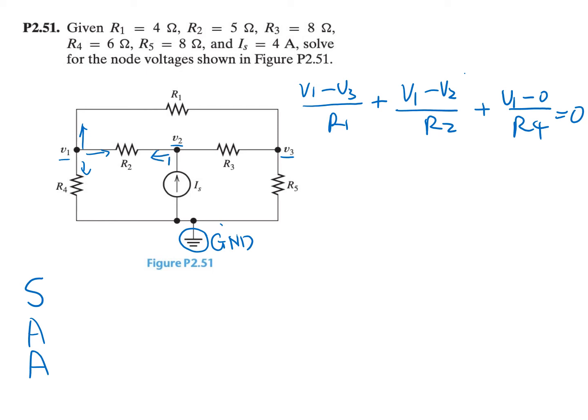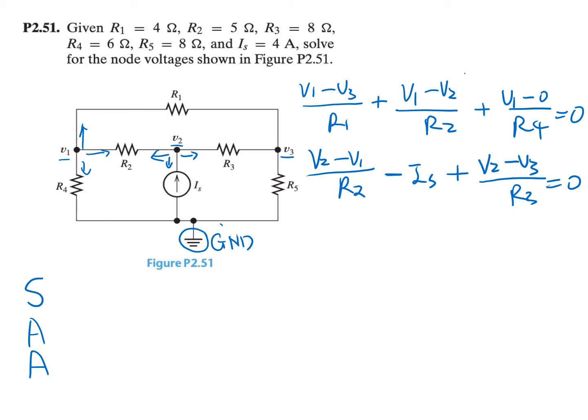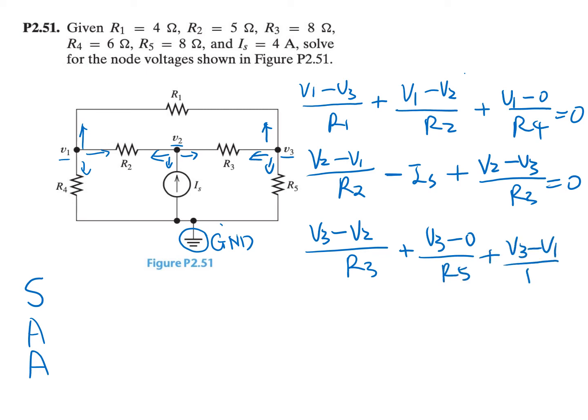Similarly, for node 2, we have V2 minus V1 divided by R2, and because the current flows into this node, we use minus Is, and plus V2 minus V3 divided by R3 is equal to 0. For the third node, similarly, we have V3 minus V2 divided by R3 plus V3 minus 0 divided by R5 plus V3 minus V1 divided by R1 is equal to 0.